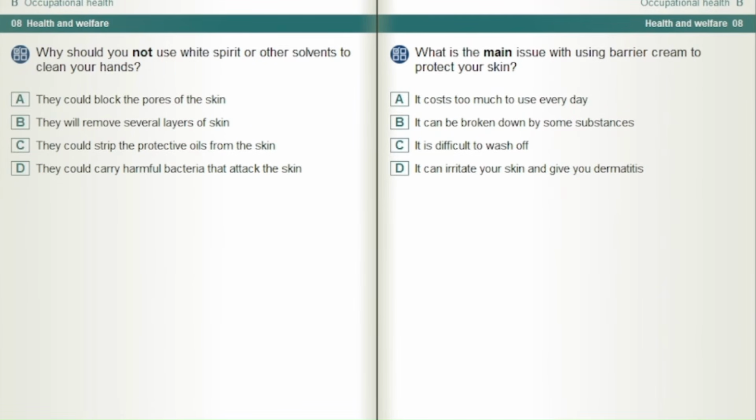Why should you not use white spirit or other solvents to clean your hands? They could block the pores of the skin. They will remove several layers of skin. They could strip the protective oils from the skin. They could carry harmful bacteria that attack the skin.